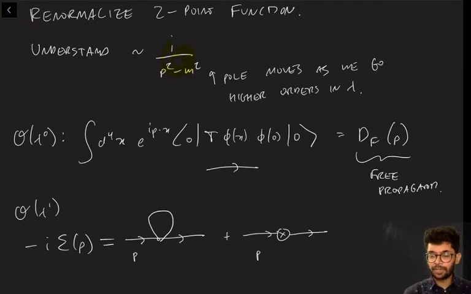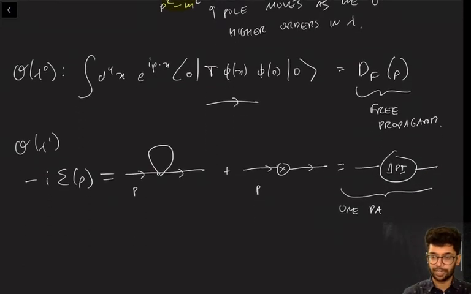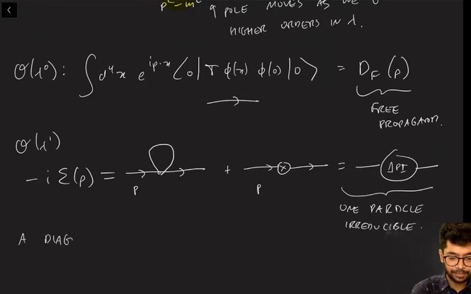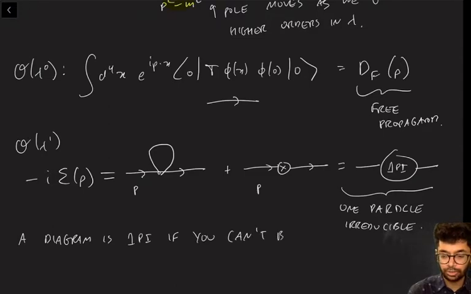The right way to think about the sum of these two diagrams is as a set of 1PI diagrams. So what does 1PI mean? 1PI stands for one particle irreducible. A diagram is 1PI if you can't break it into two by cutting a single line.